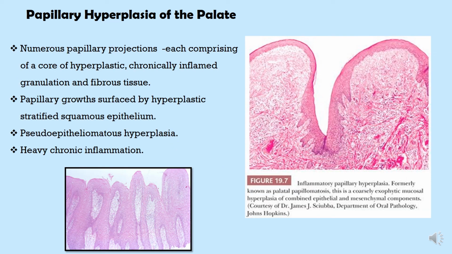If we excise this lesion and send it to the lab, what we see are numerous papillary projections, each comprising a core of hyperplastic, chronically inflamed granulation tissue. So this is the papillary projection, this is the core of chronically inflamed granulation tissue, and these are lined by stratified squamous epithelium, which you can see here. And we see something called pseudoepitheliomatous hyperplasia, which is what you see over here, and obviously heavy chronic inflammation secondary to the trauma caused by the ill-fitting denture.